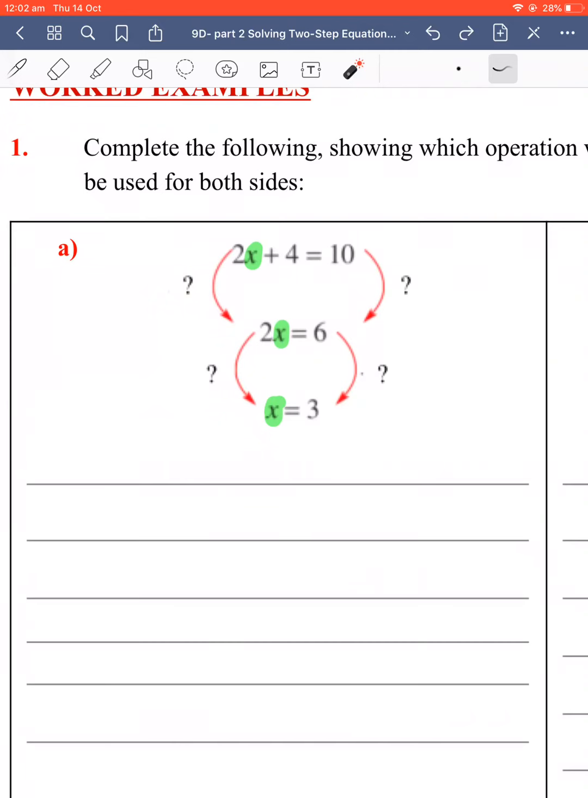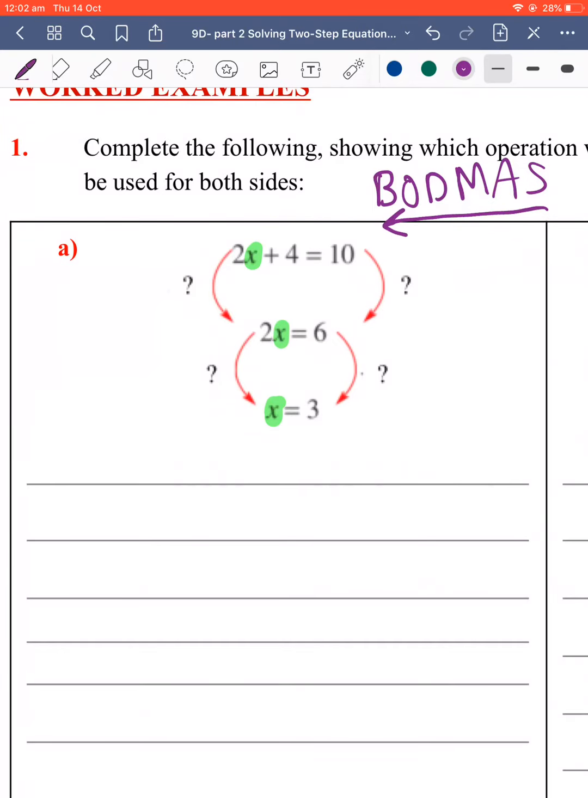First thing we're going to do, I'm just going to put a little reminder for myself up above here about BODMAS and the fact that I am going to start at subtraction and addition and reverse that. And again, remember we use opposite operations. So if I have subtraction, I want to do addition. If I have addition, I want to do subtraction, and so on and so forth.